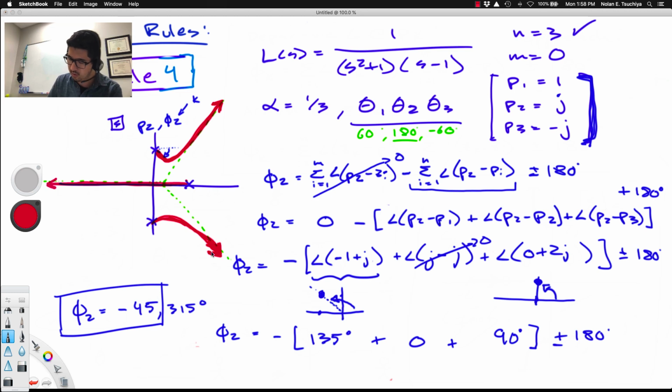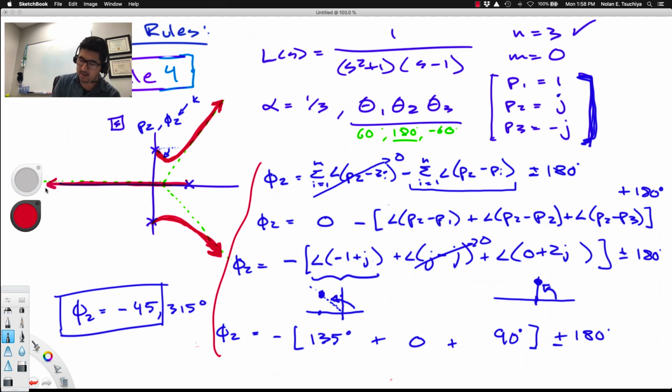Probably what you found is that Rule 4, all this stuff that we just did, is pretty tedious. It's very annoying to apply Rule 4, so we want to apply it as little as possible. In this case, where we had 3 poles, presumably we would have needed to apply Rule 4 3 times. But I would argue that 1 is sufficient. You only need to apply Rule 4 1 time in this example to get a completely accurate root locus.